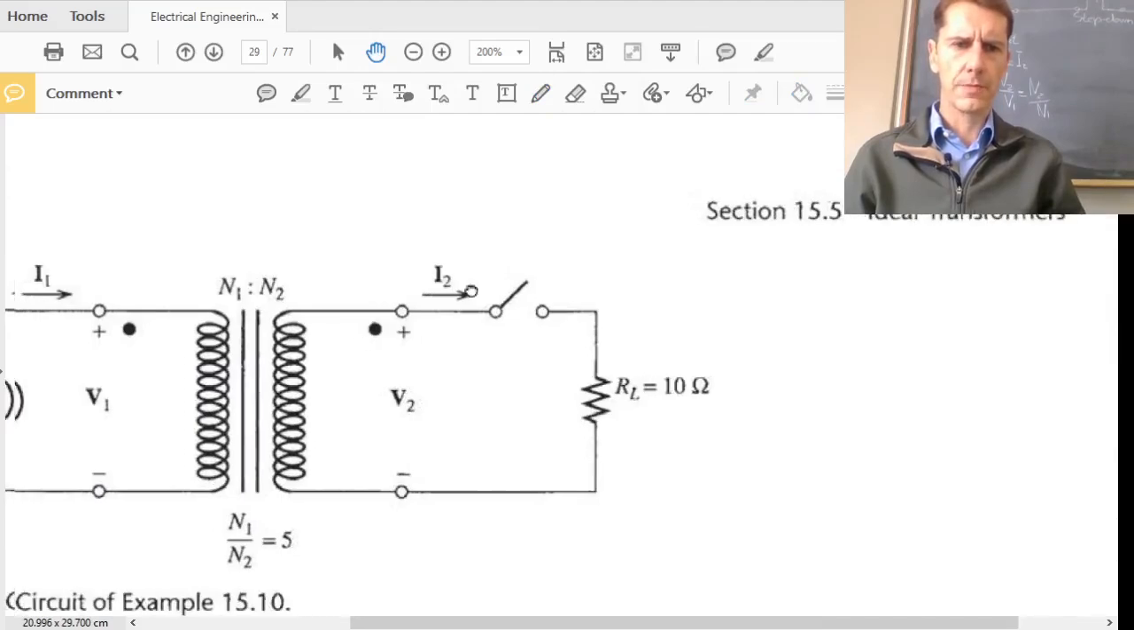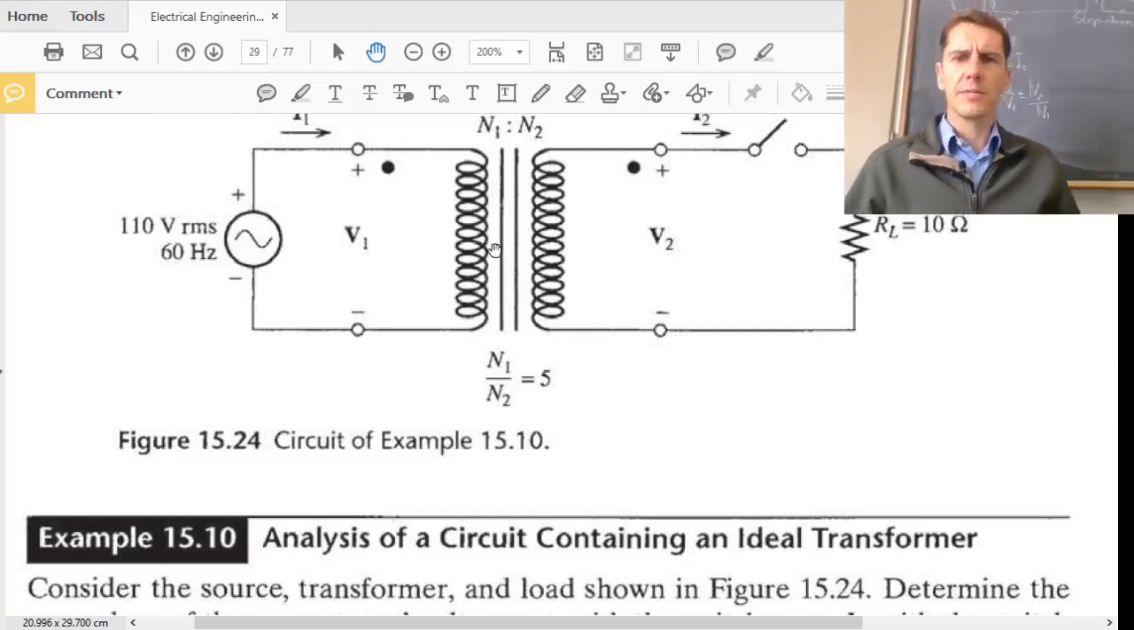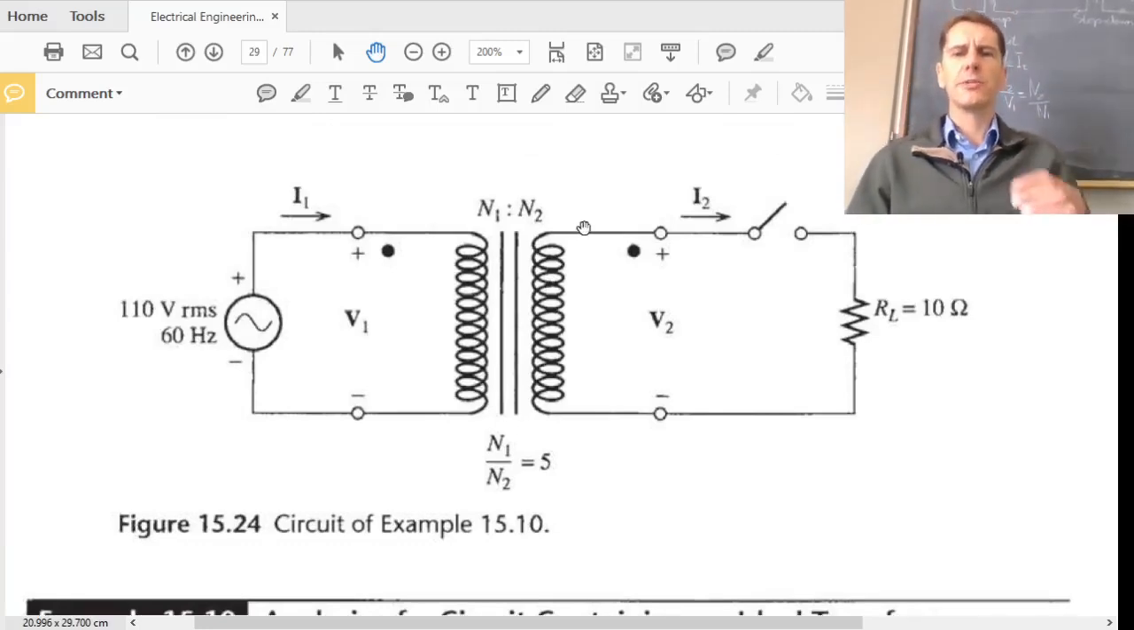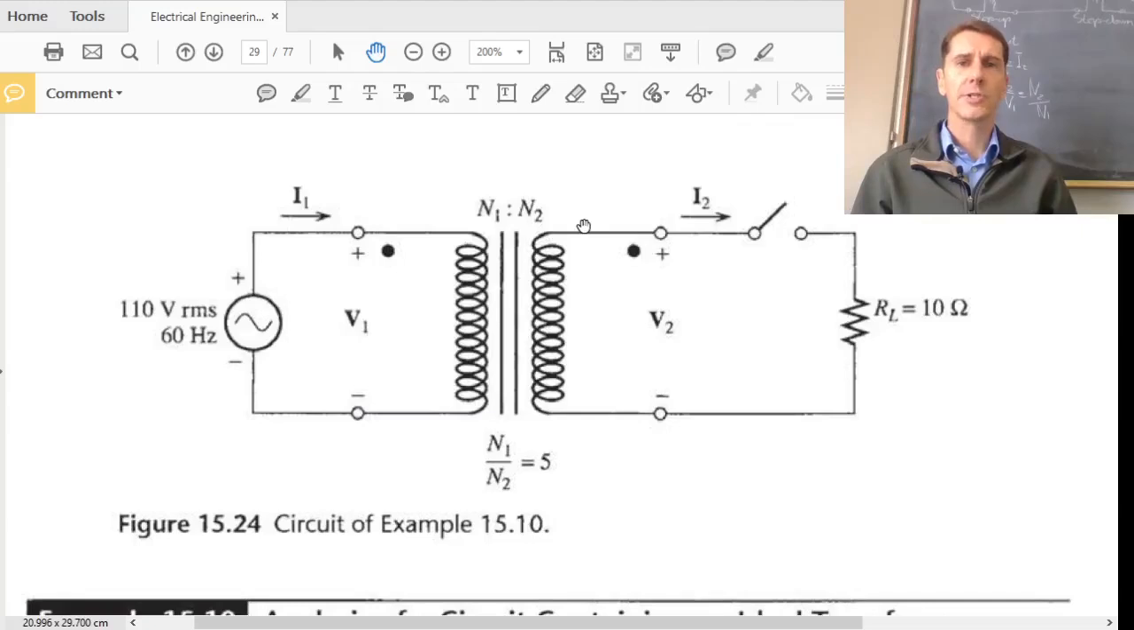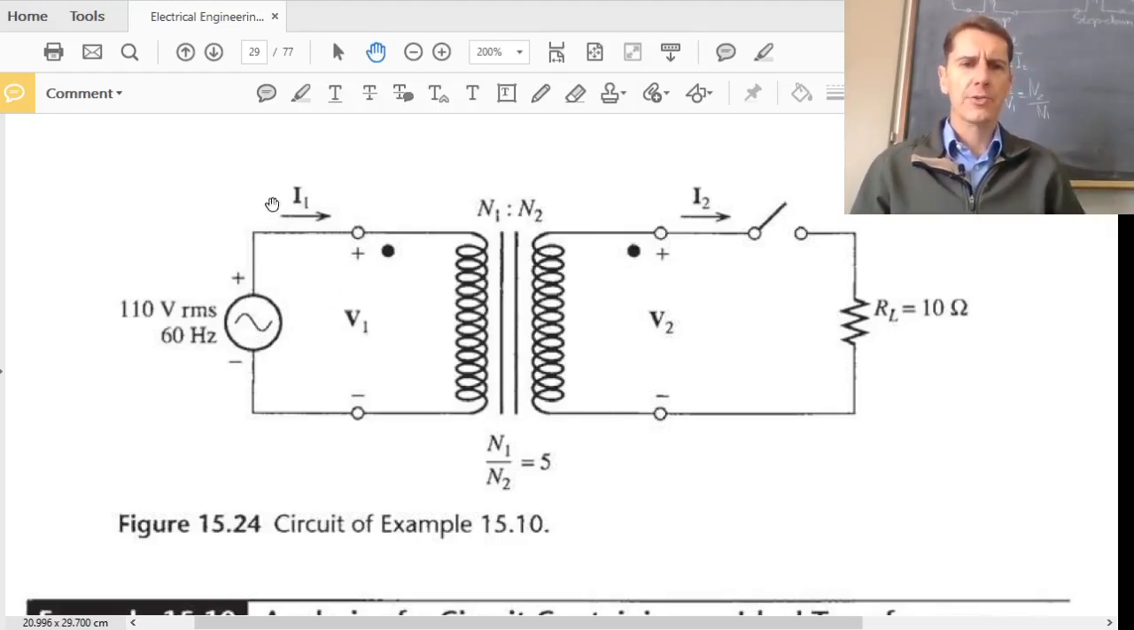I want to get to this example, example 15.10. The reason why I want to look at it is that it's important, especially for the next section when we look at real transformers. We're going to look at a concept called voltage regulation, but for that you need to understand what's happening over here. So we've got a supply of 110 volts, 60 hertz, standard American. It goes through a transformer with a turns ratio N1 over N2 equals 5, so you could write 5 over 1. So it's a 5 to 1.